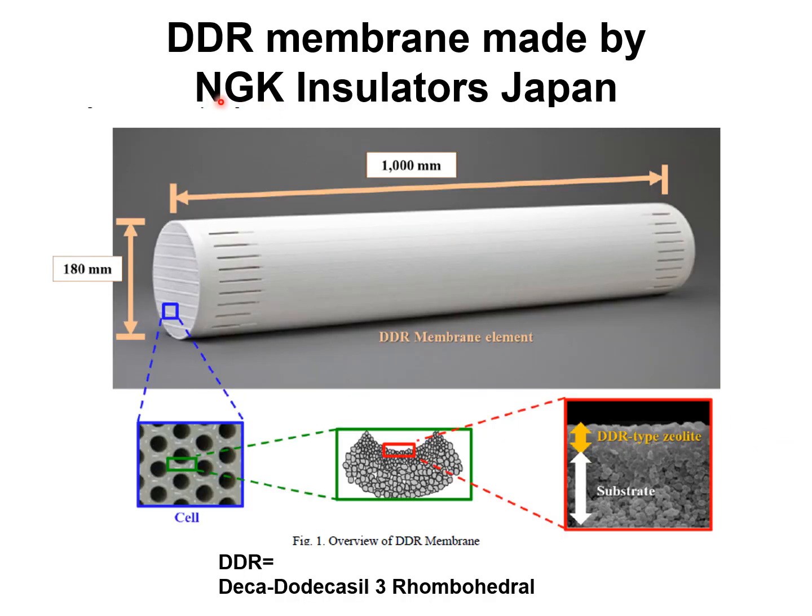The company called NGK Insulators in Japan offers membrane modules which have a monolithic structure, and the inner walls of the tubes are coated with a thin layer, typically about 20 micrometers in size, and this layer consists of DDR zeolite that allows selective CO2 permeation from a CO2/methane mixture.